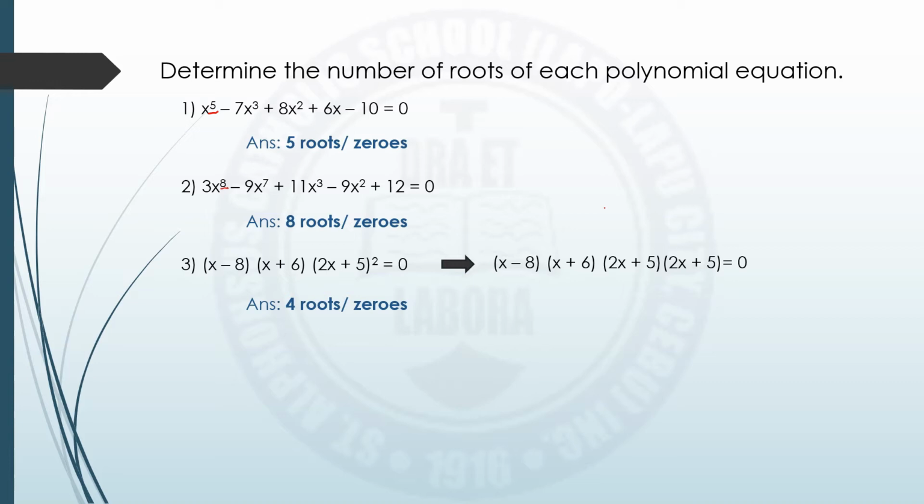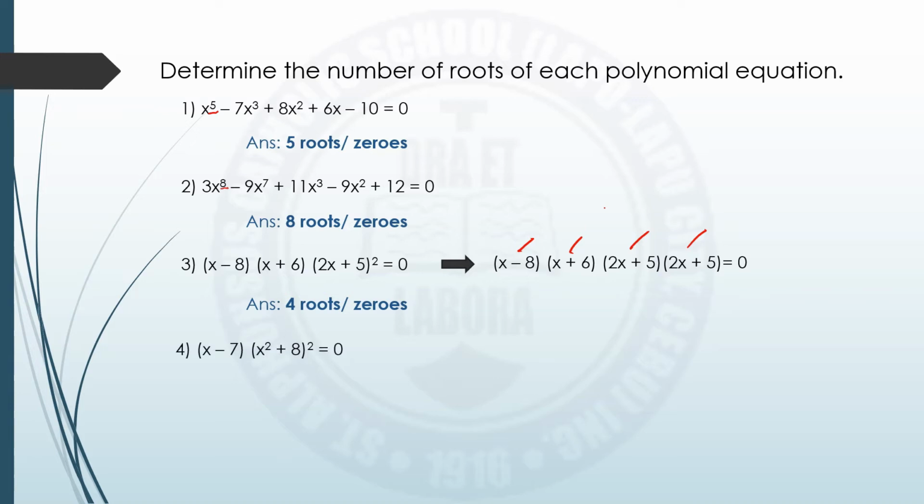According to the concept of identifying the number of roots in a certain polynomial, it is the same as the number of binomial factors in a given polynomial. So there are 1, 2, 3, 4 in this equation, so we can say that there are also 4 roots or zeros in this equation.